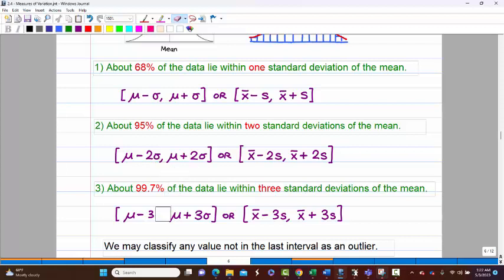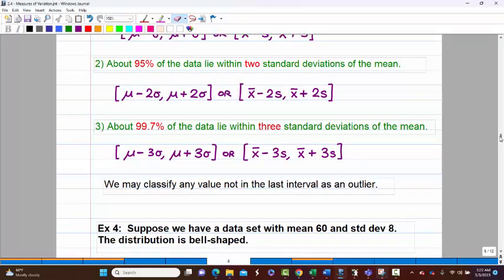And the last one: you take the mean minus 3 times the standard deviation and the mean plus 3 times the standard deviation, you create an interval, and you're expecting about 99.7% of the data to be within 3 standard deviations of the mean. That's also known as virtually all. Sometimes books will say virtually all.